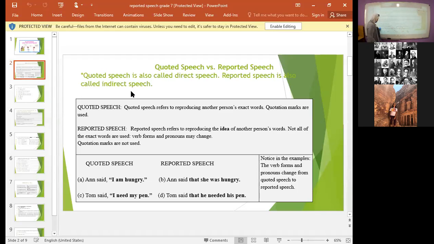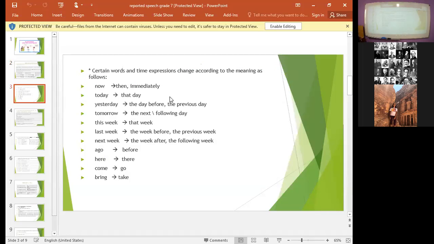Clear, dears? Don't panic. It's complicated, but after we finish explaining everything, it will become a piece of cake. Okay? Let's move to something important here. These are the time expressions that we change. If I said, Tom said, I need my pen now, we report, Tom said he needed his pen then. I change now into then.